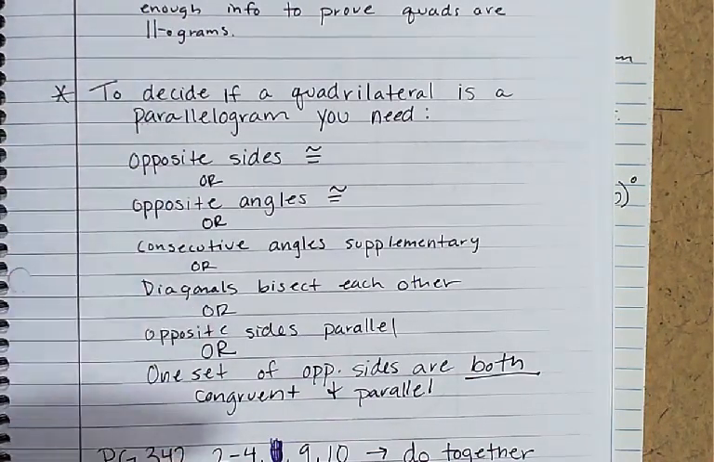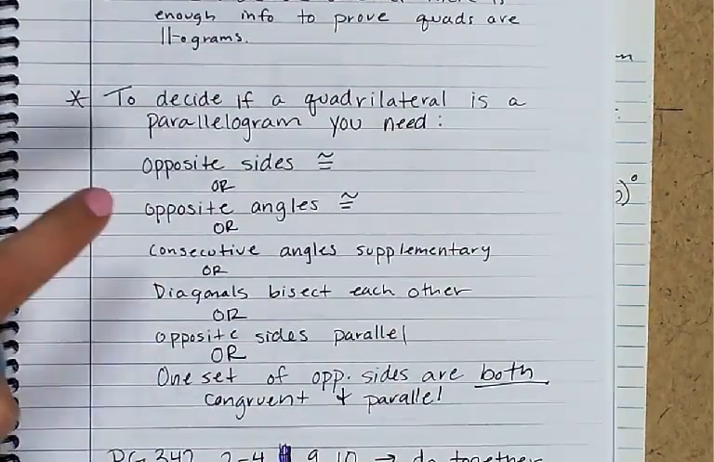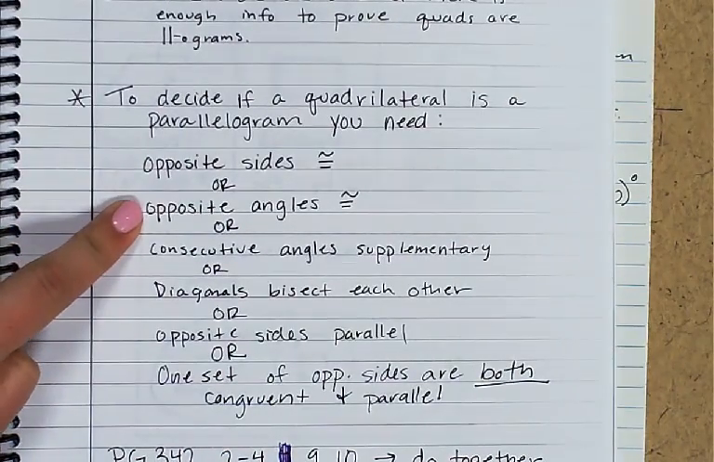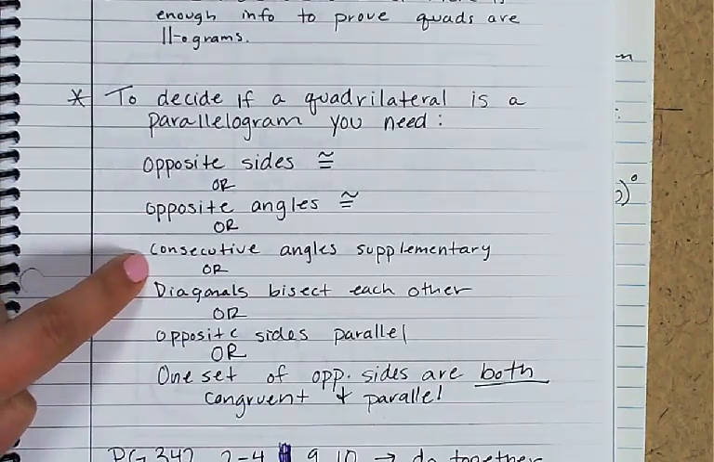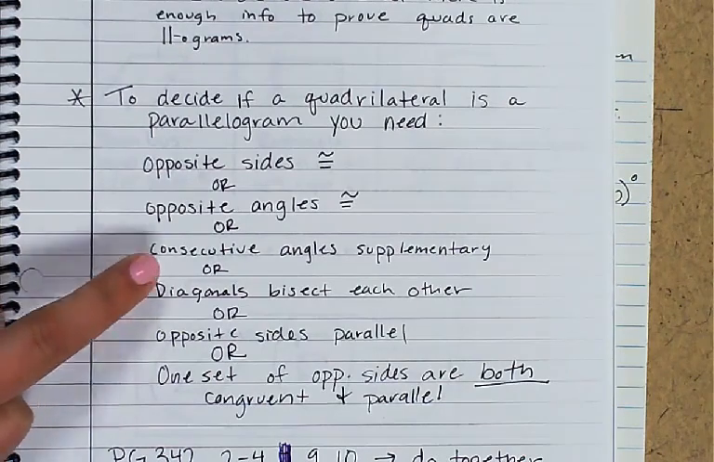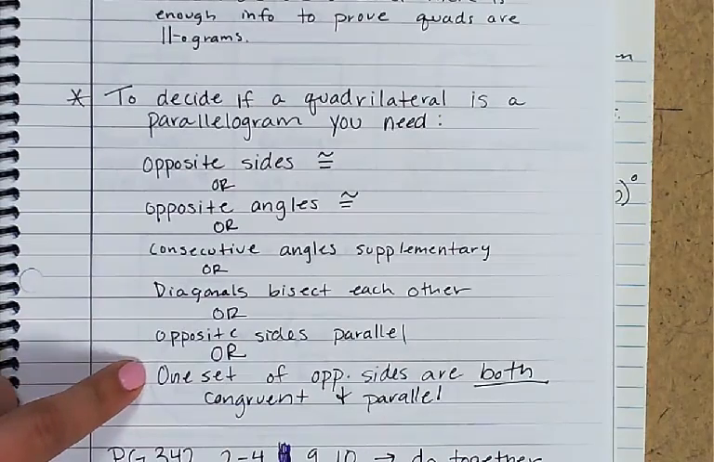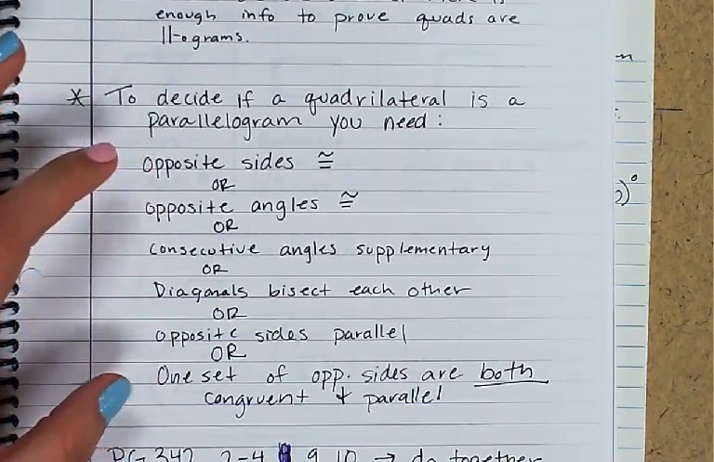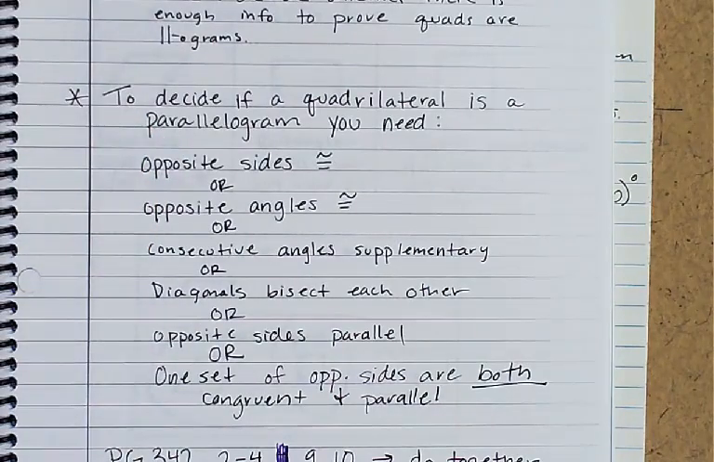you need is one of these things. So when you do a proof, this is all you have to come up with. You either have to figure out that the opposite sides are congruent, or the opposite angles are congruent, or the consecutive angles are supplementary. Remember, that means they add to 180 degrees. The diagonals bisect each other, the opposite sides are parallel, or one set of opposite sides are both congruent and parallel. And again, you don't have to do all of these. If you can just do one of them, then that quadrilateral is automatically a parallelogram.